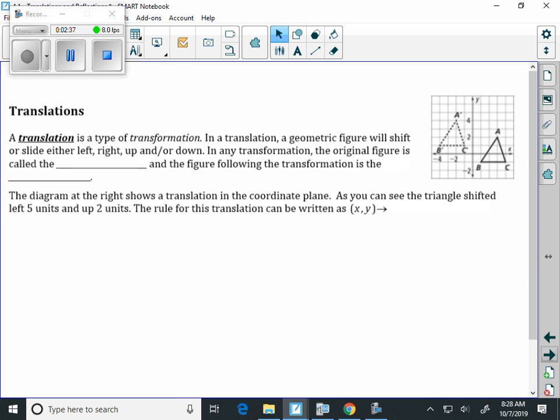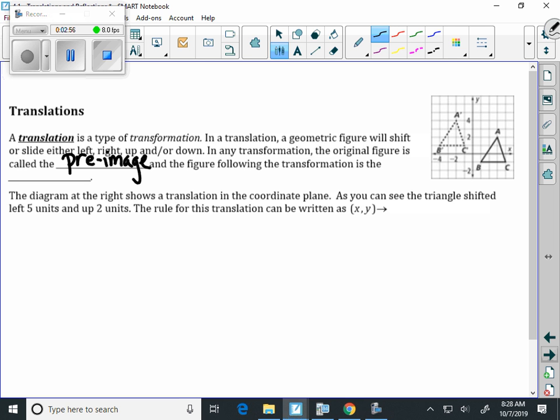In a translation, the geometric figure will shift or slide either left, right, up, or down. That's all it does. In any transformation, the original figure is called the pre-image. And then once we perform the transformation, then the new figure is just called the image.